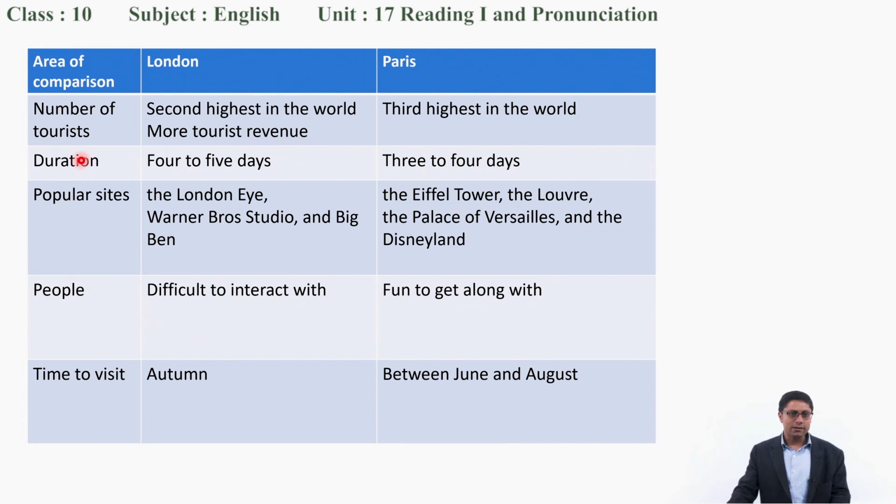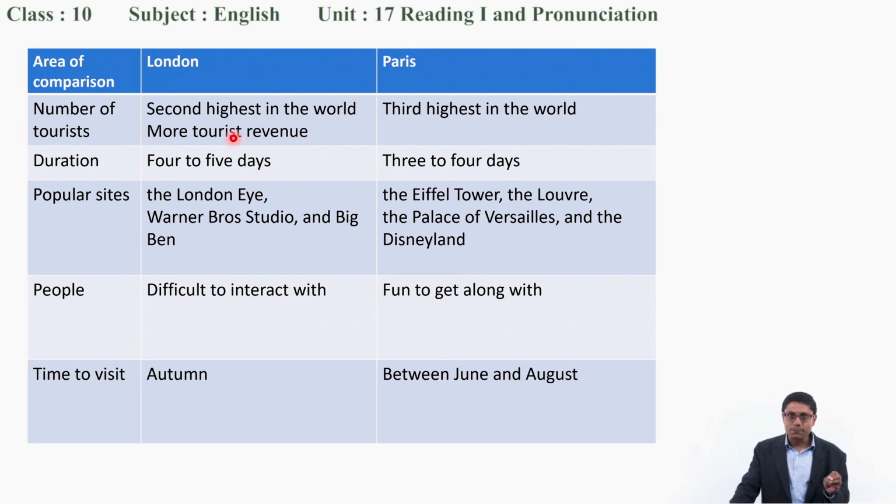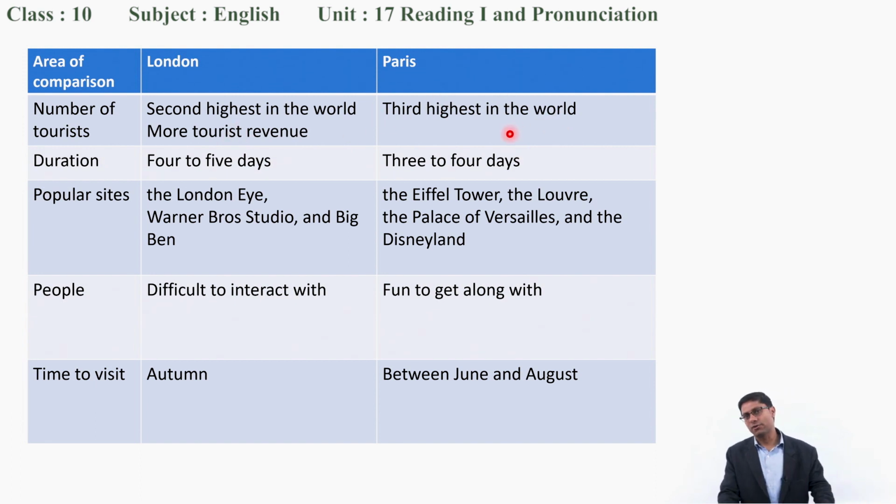Okay, dear students, if we make the comparison between London and Paris regarding the number of tourists visiting these two places, according to a report published in 2018, the second highest number of tourists visited London. Okay, Bangkok was the first, London was the second. Similarly, London collects more tourist revenue, means tourists spend more money in London than in Paris, whereas Paris comes in the third highest position. Okay, it's the third highest in the world. First Bangkok, second London, third Paris.